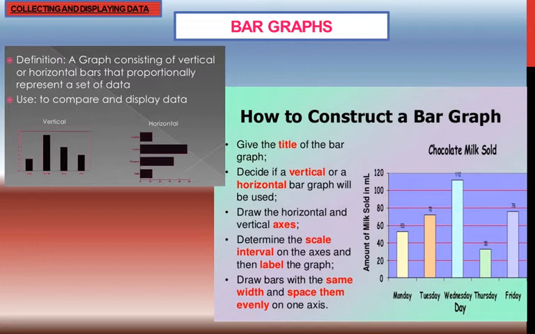Draw bars with the same width and space them evenly on one axis. You have to space the bars evenly, meaning the same distance between them. The width also should be the same. Here the bar graph of chocolate milk sold is given, and on the x-axis the days are given, and on the y-axis the amount of milk sold in milliliters is given.